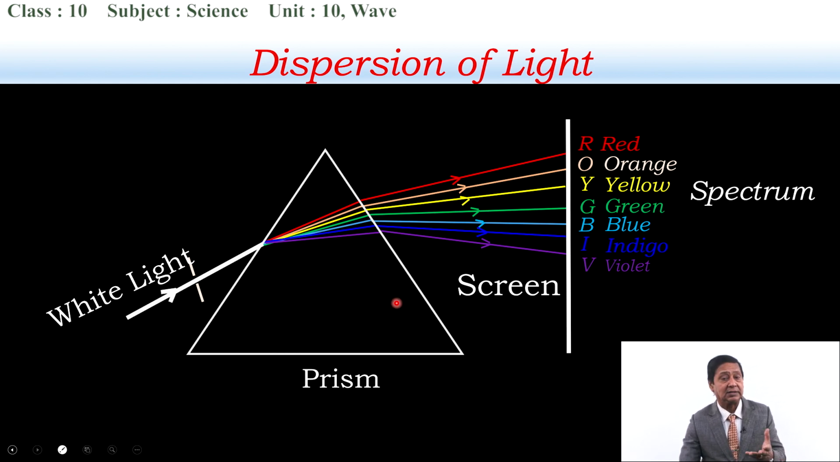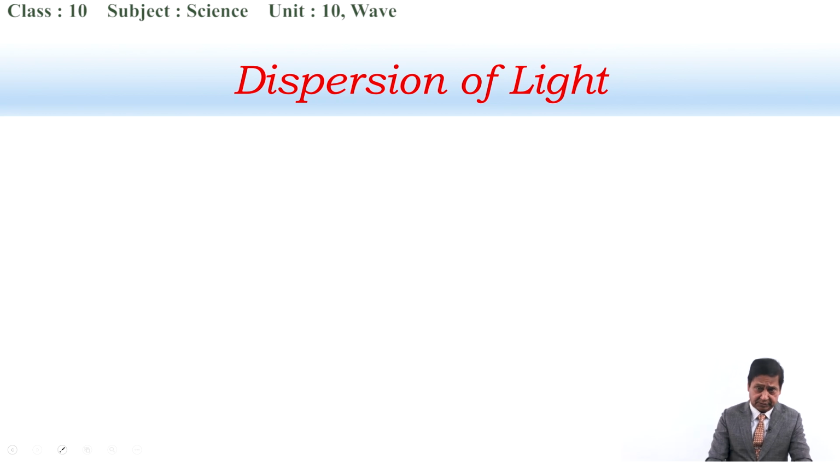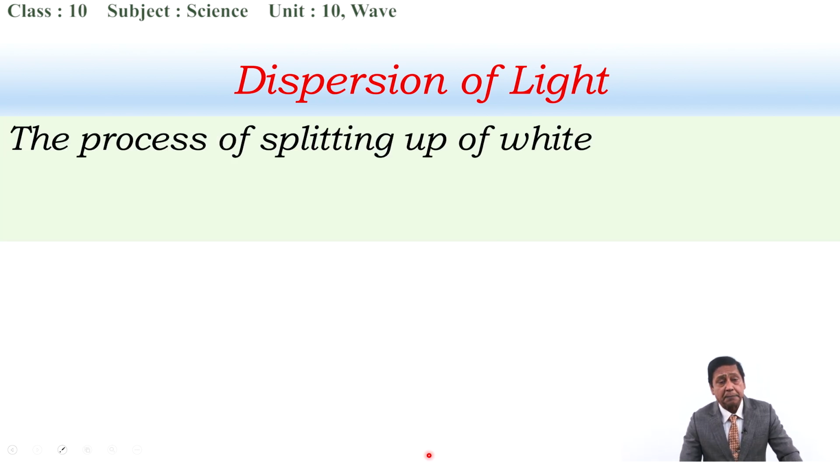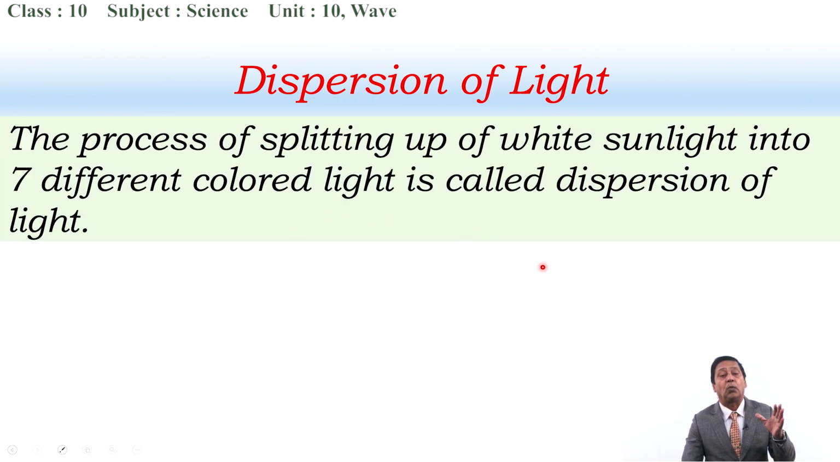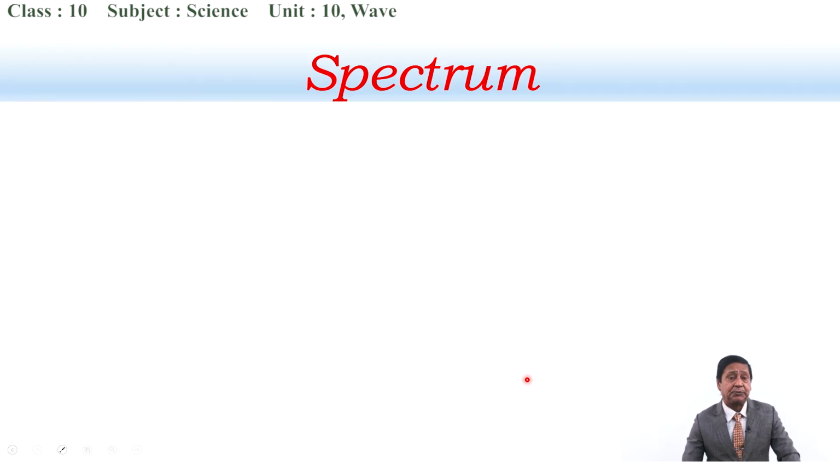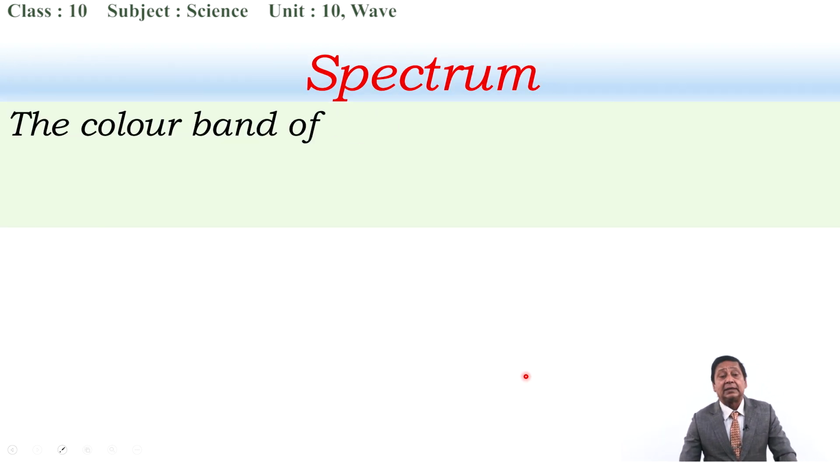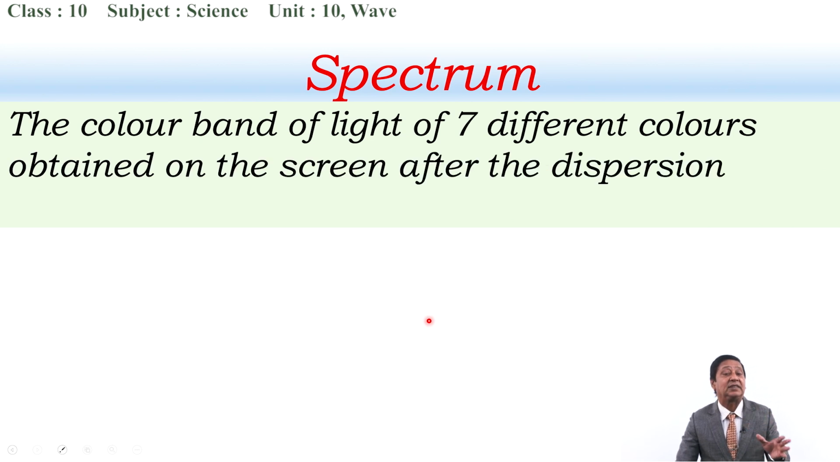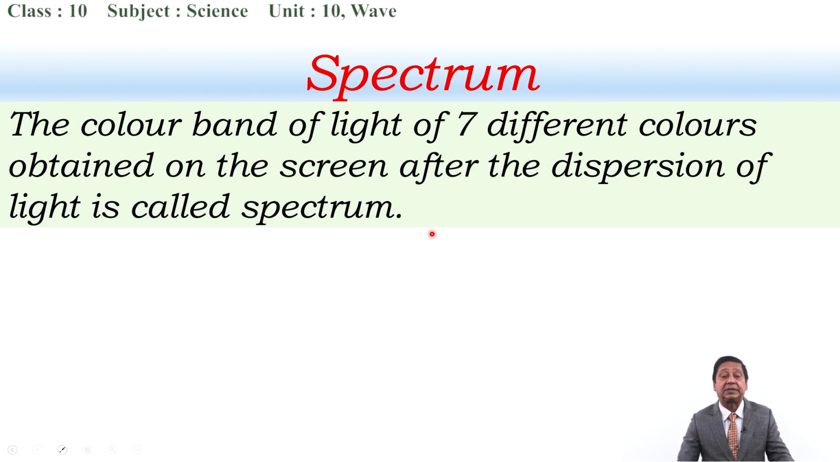That's why this is dispersion, and I want to define this dispersion now. The process of splitting up of white sunlight into 7 different colored lights is called dispersion of light. This way we can define dispersion. In the same way, what is spectrum? Spectrum means the color band of light of 7 different colors obtained on the screen after the dispersion of light, and it is called the spectrum of white light. Isn't it? Now let's have the same diagram.